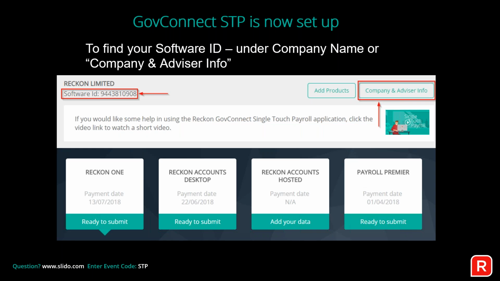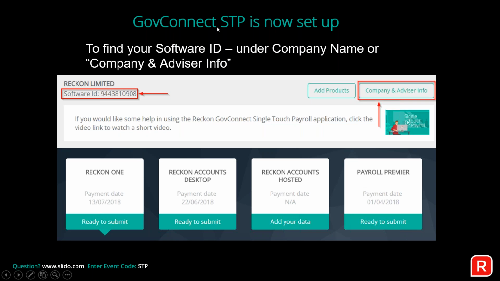So now that we have GovConnect STP set up, what we need to do is register the software ID. The reason we need to register the software ID, it's a very important step. You're basically communicating to the ATO to say that you're using Reckon software to submit STP. Generally what happens is if you miss this step, the ATO will come back with a status saying that it's been rejected or something like that because they haven't recognized that you're using Reckon software to submit STP.